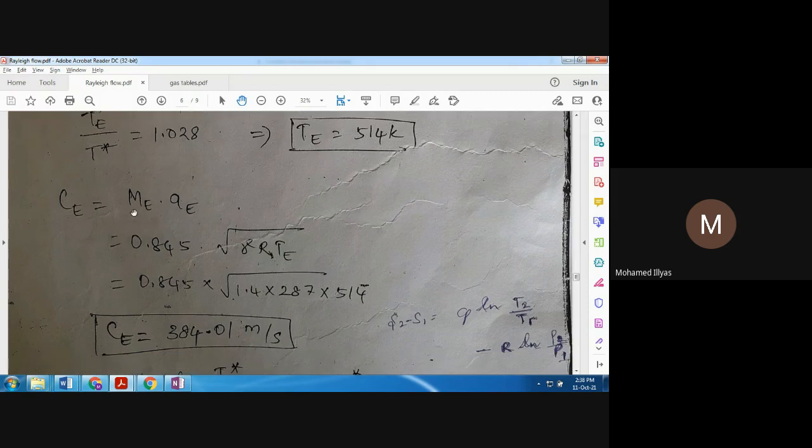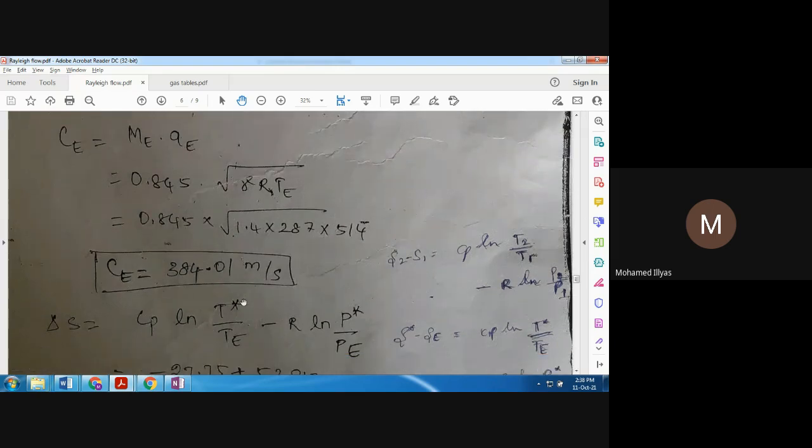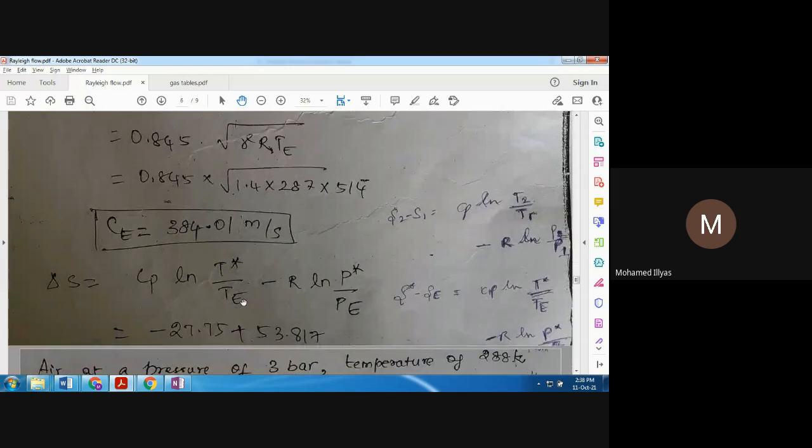So M is 0.845, gamma is 1.4, R is 287 and T is 514, which we have calculated just now. So we'll get our C as 384 meters per second, which is the velocity at this maximum enthalpy point. We've also been asked to calculate the change in entropy.